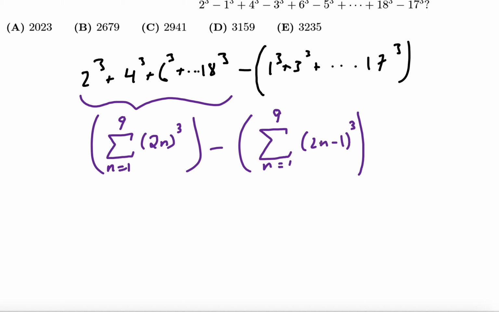And so, of course, you can see that if you plug in 9 here, you have 18 minus 1, which becomes 17, which is our last number. And if you plug in 1 here, you have 2 minus 1, which is 1, which is our first number. So it works out nicely.